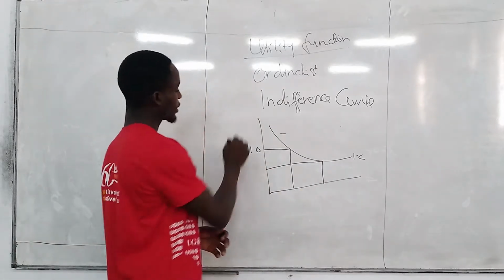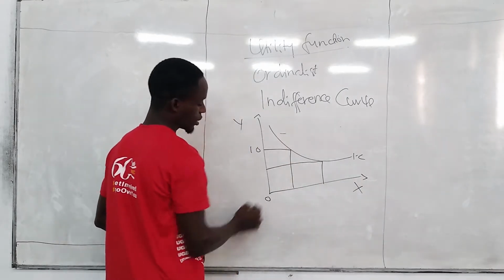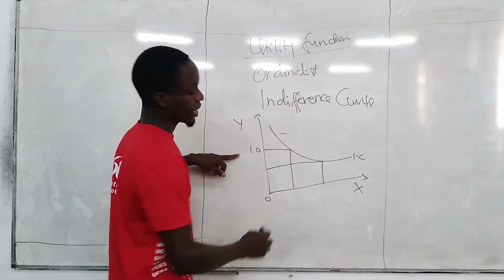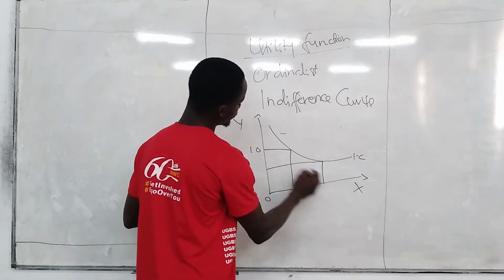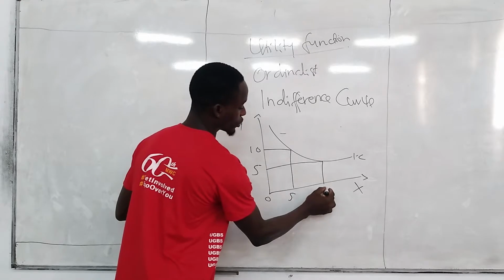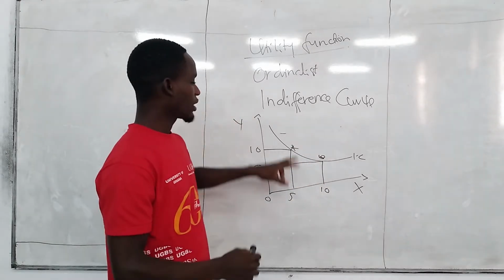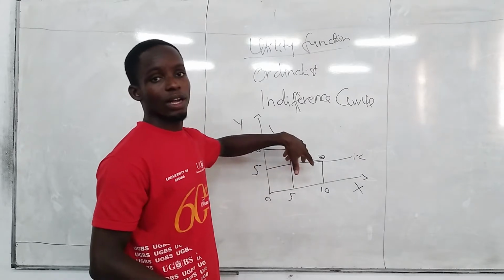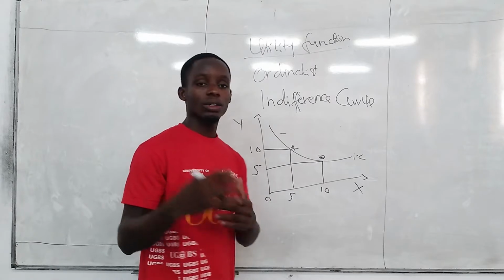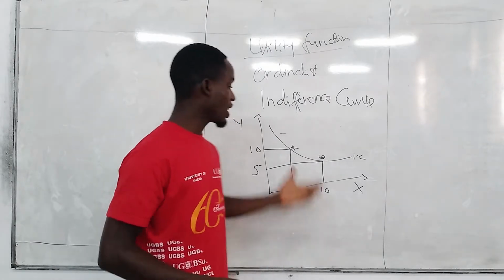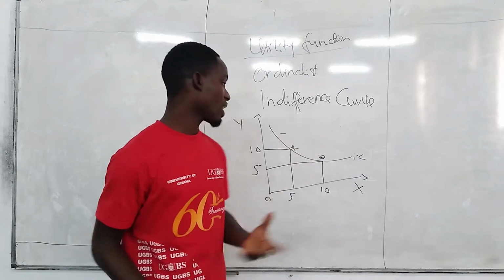So you can say here is Y and here is X. If I consume 10 of Y and 5 of X, I'll be fine. If I consume 5 of this and 10 of that, I'll be fine. So at this point I am indifferent as to which one to go with, and that is what the indifference curve is all about. The only thing you must also know is that it has properties, and they are all in the slide. You can just refer to your slide.